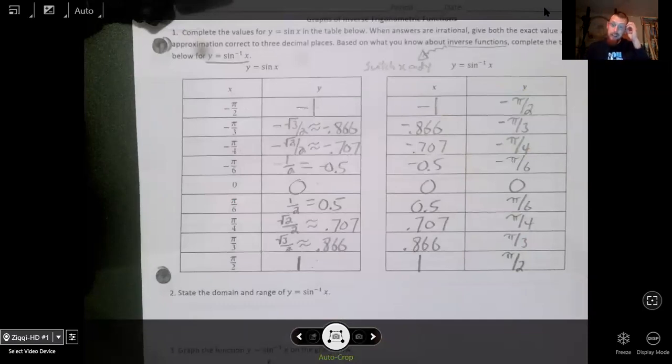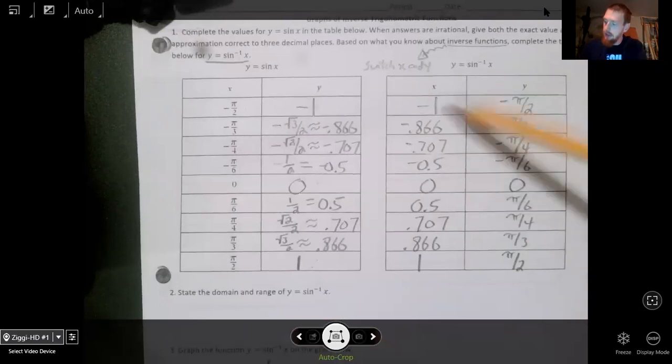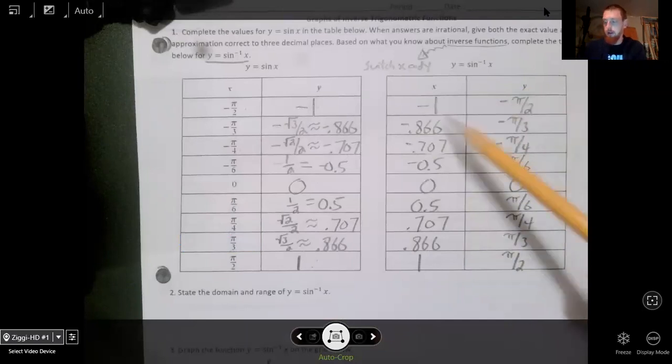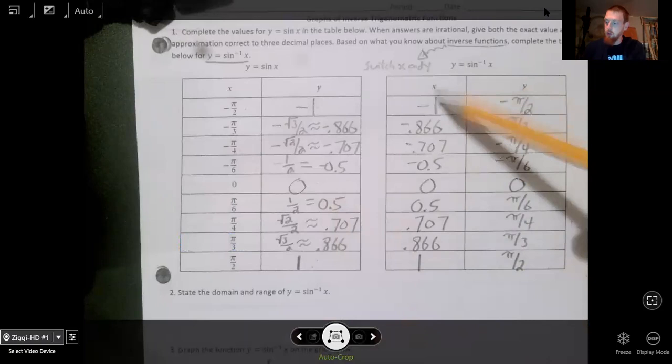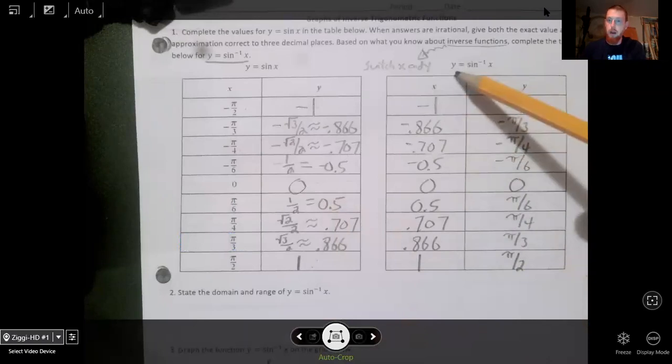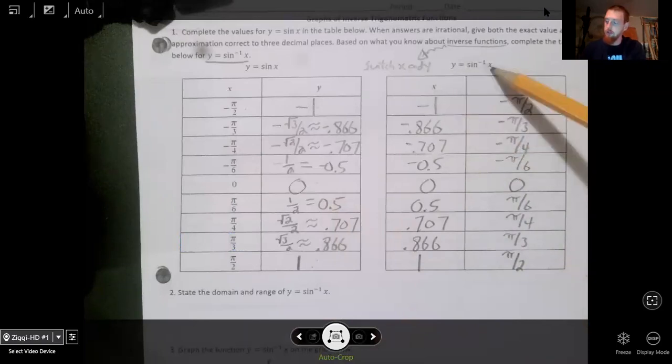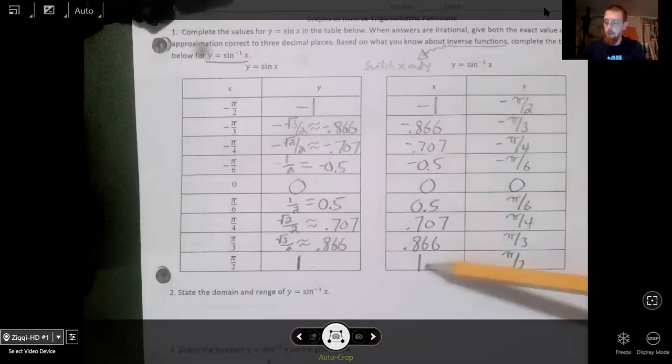So you can see that each of these x values represents or is mapped to a unique y value. And you can just see that because none of the x values repeat. So that's why we're only using these x values when we're doing the table for y equals the inverse sine of x from -1 to 1.